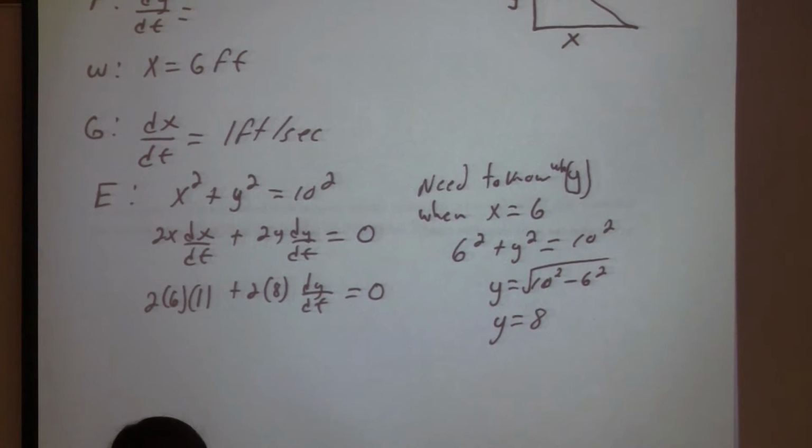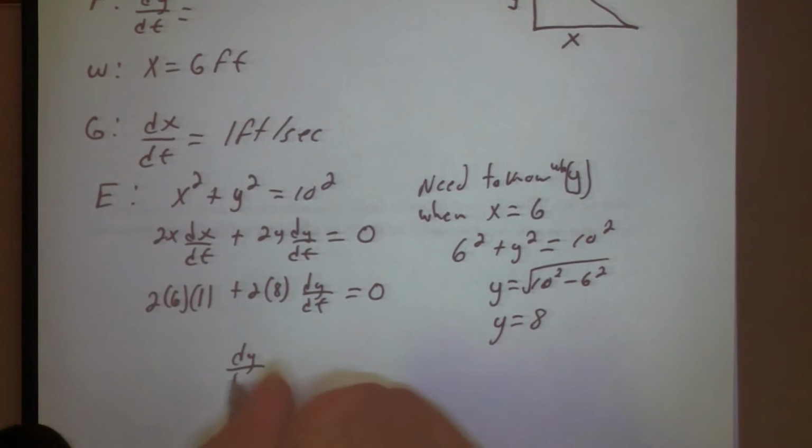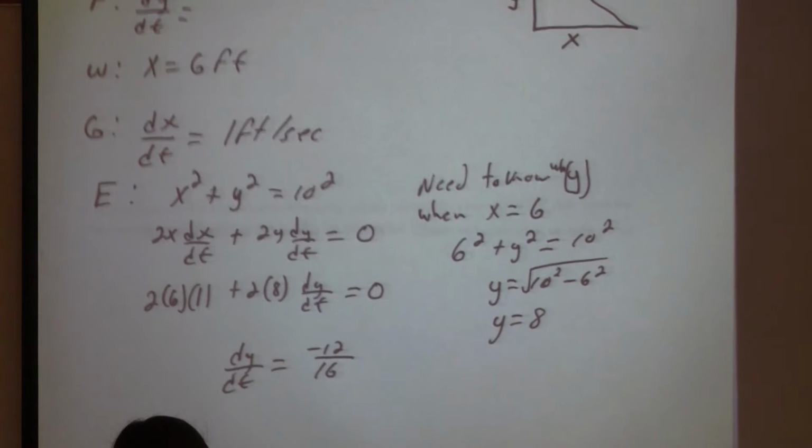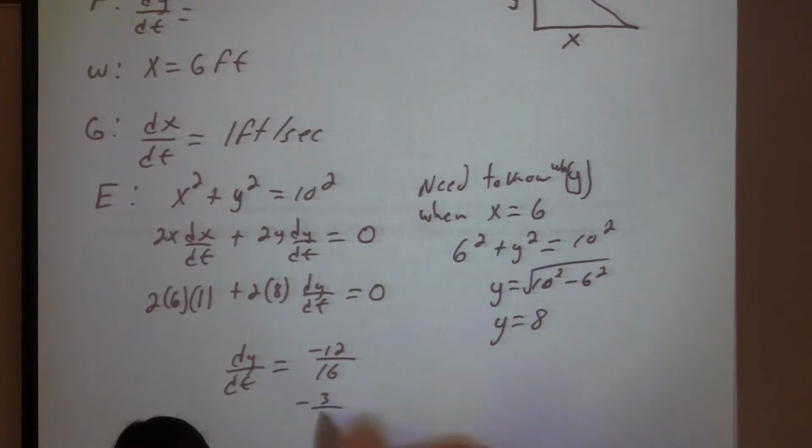So can I jump straight to what it is, or do I need to show the steps? dy/dt is equal to negative what? 12 divided by 16, which reduces to what? Negative 3/4. Negative 3 over 4 feet per second.